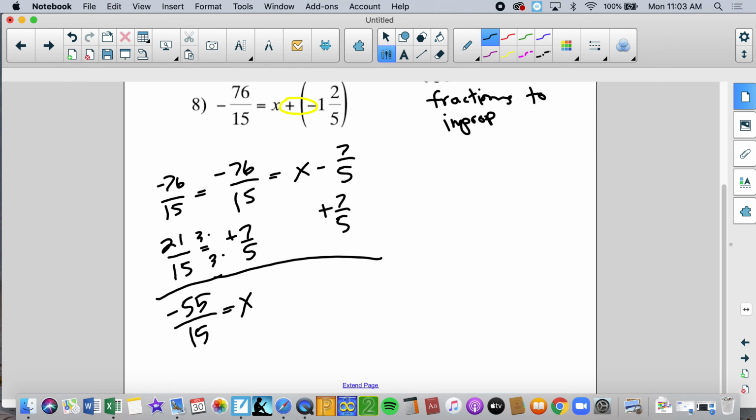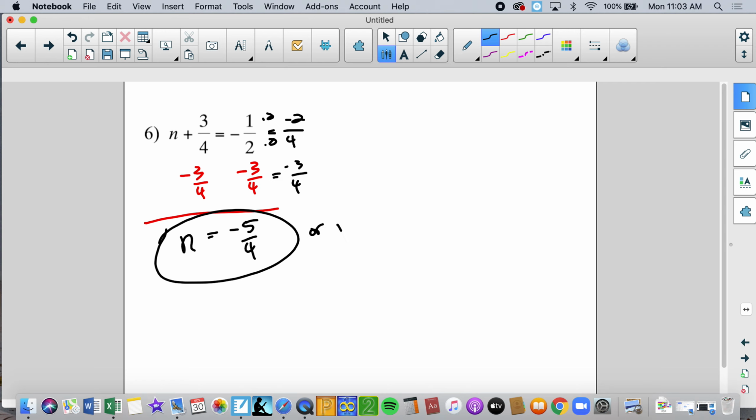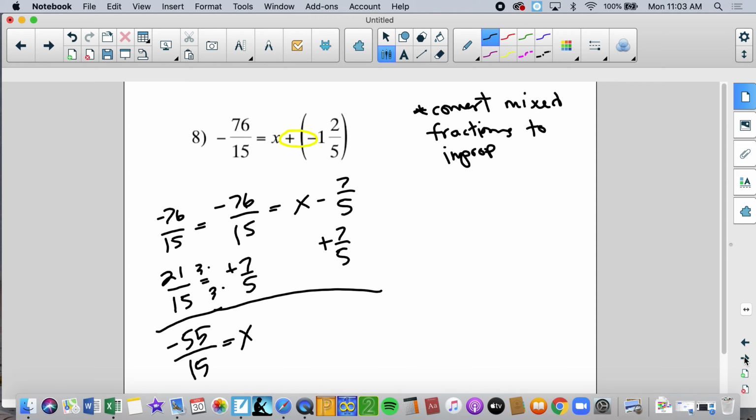And, oh, that reminds me. Nope, not that one. Or n equals -1 and 1/4. Isn't that funny how my brain went back to that?